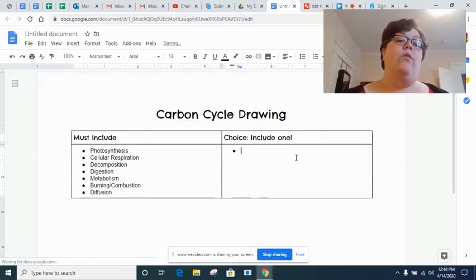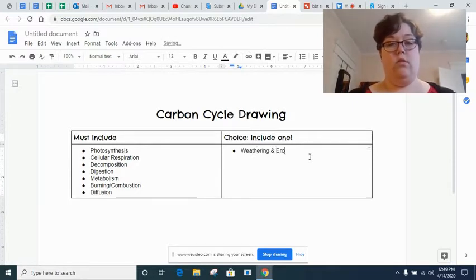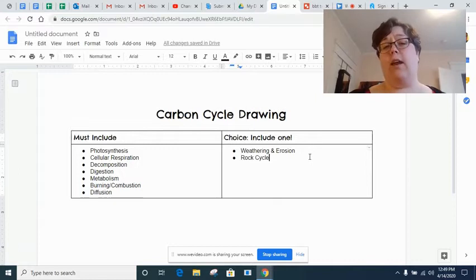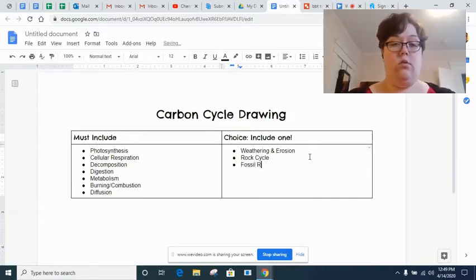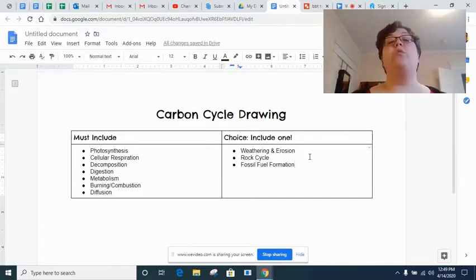And now you've got some choices. You could choose to show carbon moving through weathering and erosion. You could choose to show the rock cycle, so carbon being incorporated into different minerals. Or you could choose to show fossil fuel formation. Any of those are acceptable.